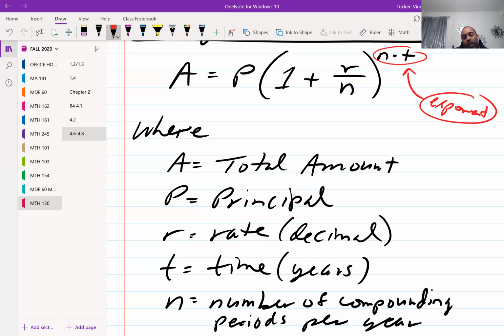A is your total amount, like we just mentioned. All of these we mentioned before, except for that last letter. So A is your total amount, P is your principal, R is your rate, T is your time, and then N is the number of compounding periods per year. So how many times your money gets hit with interest, how many times the bank hits your account or the money that you owe.